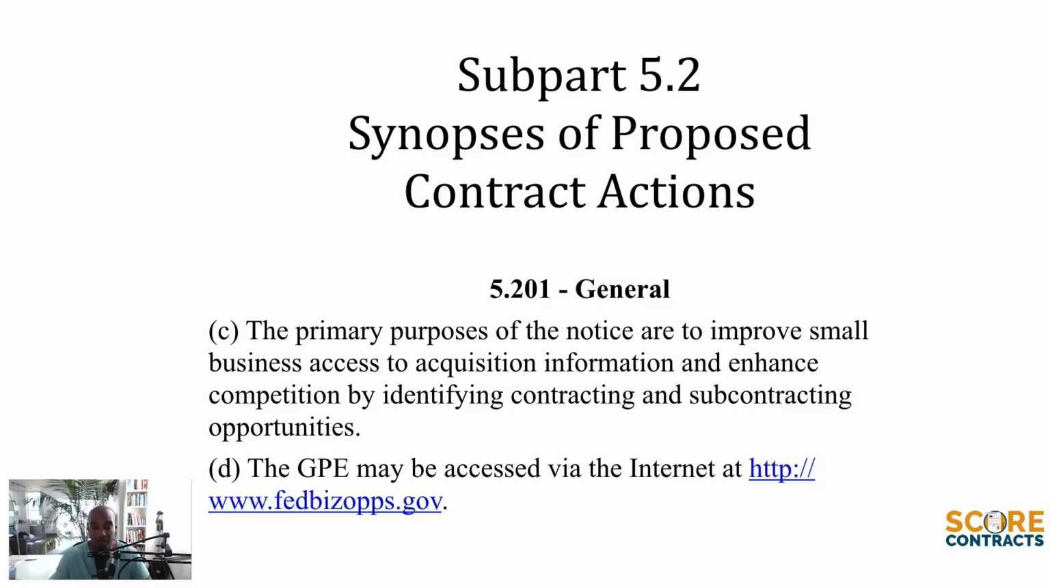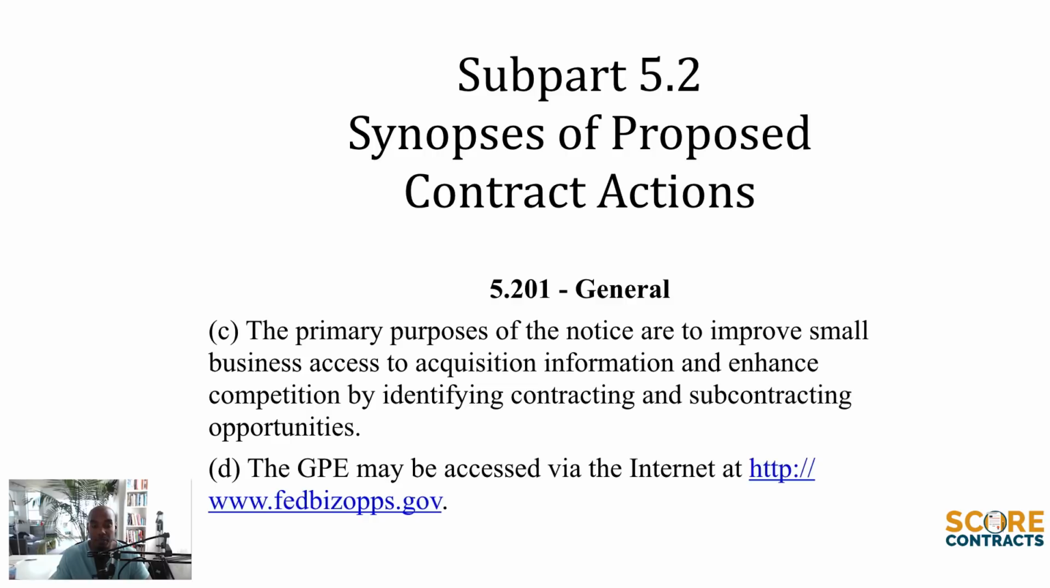5.201, the primary purposes. Now this is why they're doing this. The purposes of the notice are to improve small business access to acquisition information and enhance competition by identifying contracting and subcontracting opportunities. This is very important for people to understand, and the reason why I put this slide in here. The idea behind this is to improve small business access to acquisition information. Prior to this being put into law, essentially only the main top 100 contractors had access to all this information. There was no one place where people or companies could go to find out how to do business with the government. So they put FBO in place as the GPE, or Government Point of Entry, for purposes of improving small business access.